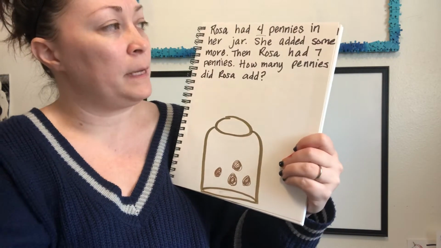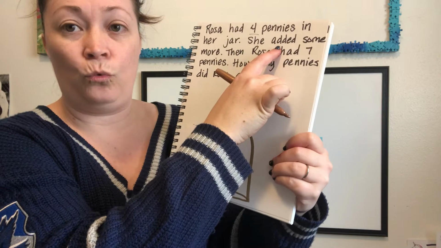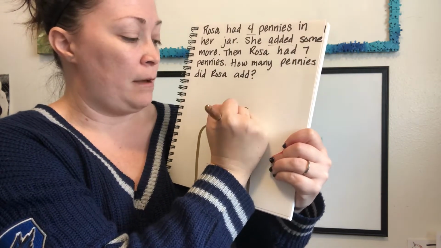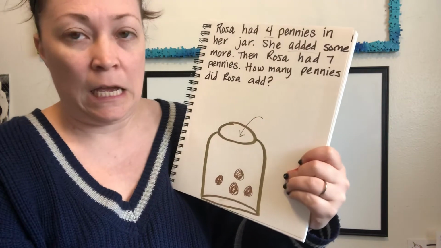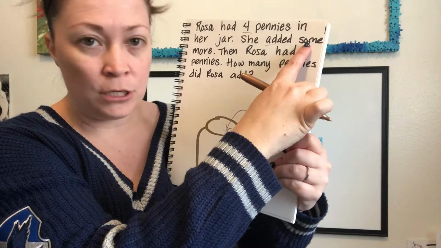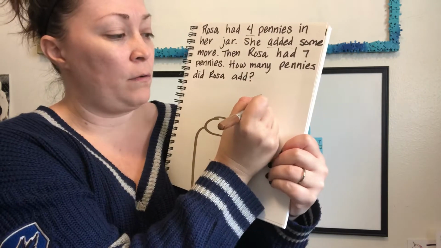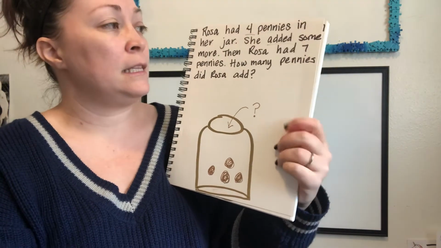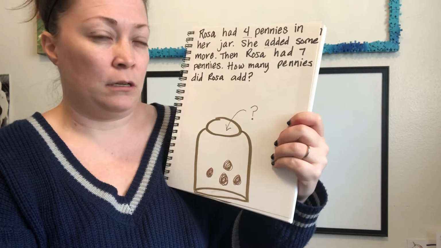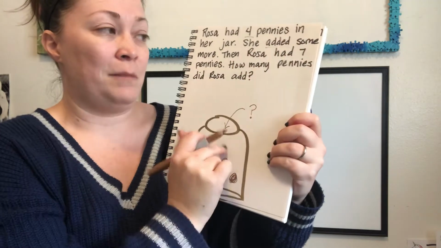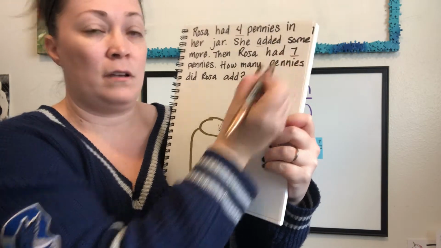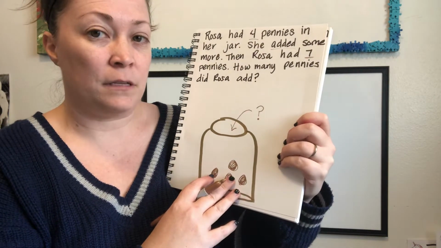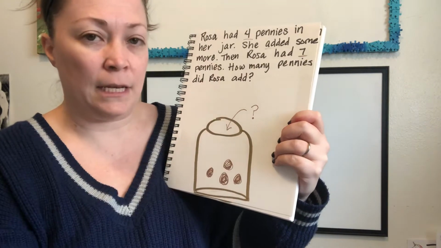The next important piece, let's see. She added. Ooh, that's a big clue. She added some more. She put some more inside. But it just says some. So do we know how much? No. That's our big question right here. How much did she put inside? And then the last important piece of information is this. After she put some in, she had 7 now in her jar. So we have to solve this problem. How many did she put in?